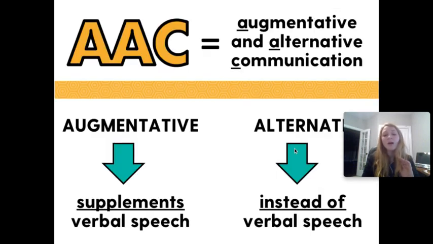I want to just go really briefly over a quick definition of AAC. So it's augmentative and alternative communication. So it can supplement verbal speech or can be instead of verbal speech. So these also can work together, and it depends on what journey your child is on as to what AAC might look like for them now and in the future. So AAC can be a tool to bring them to verbal speech, or in the absence of verbal speech, can be a tool to get their wants and needs met longer term.